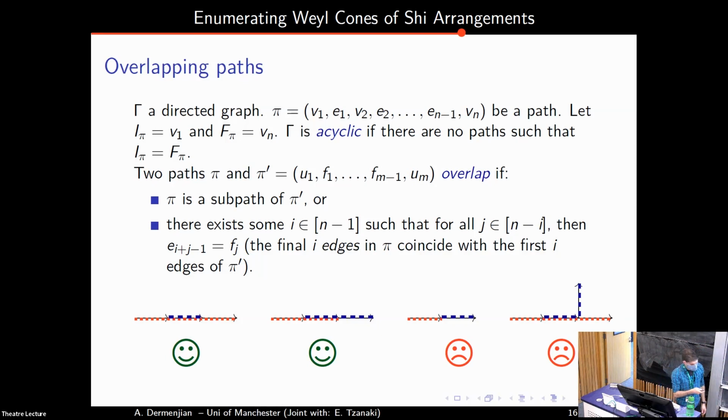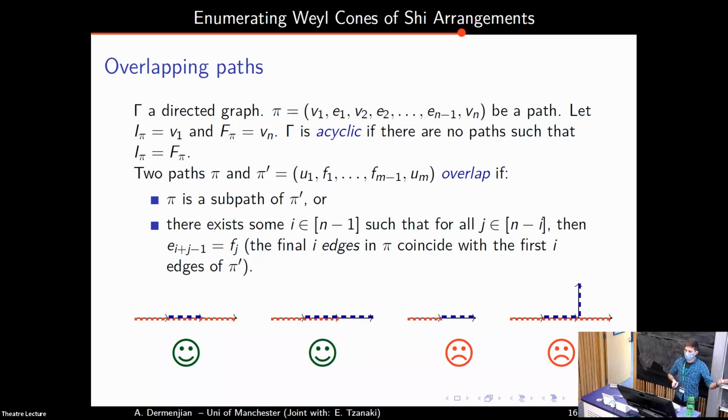But in essence, we're going to say two paths overlap if either one of them is a subpath of the other, or if they overlap in the beginning and end stages of one another. So here, these two overlap. This one overlaps because the top one is a subpath of the bottom one. And then these two overlap because the first edge here coincides with the last edge here. So in other words, they overlap in the beginning or end parts.